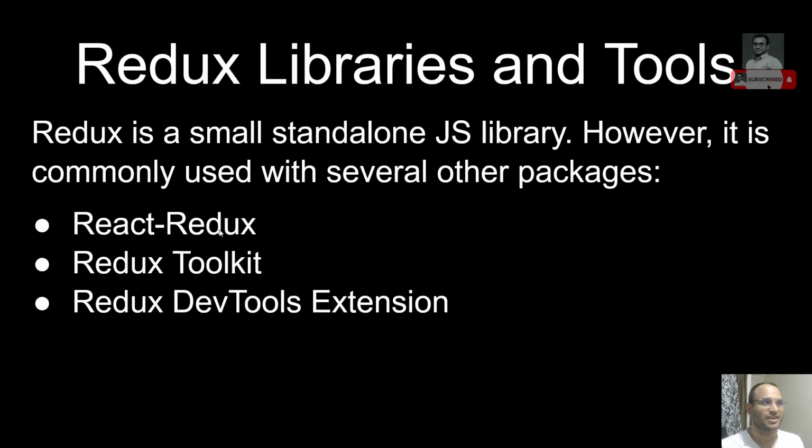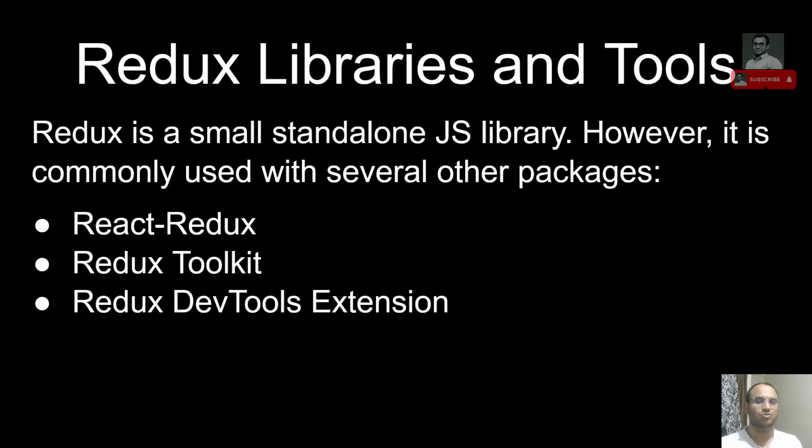The first one is the React Redux package. In order to use Redux in ReactJS very conveniently, we will be using React Redux. Then Redux Toolkit. Redux Toolkit gives us some useful methods and technologies which reduce the boilerplate. Boilerplate means boilerplate code. If you use the standalone Redux library, we will be writing lots of code. By using Redux Toolkit, we can decrease the code.